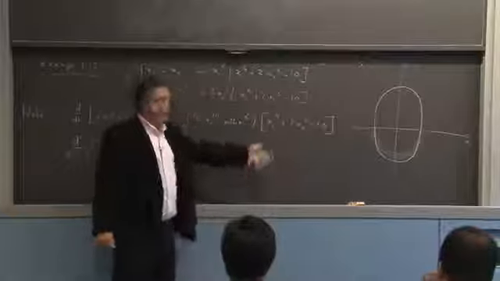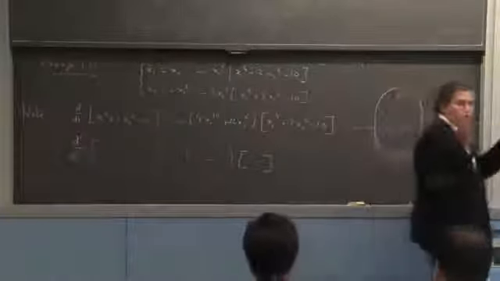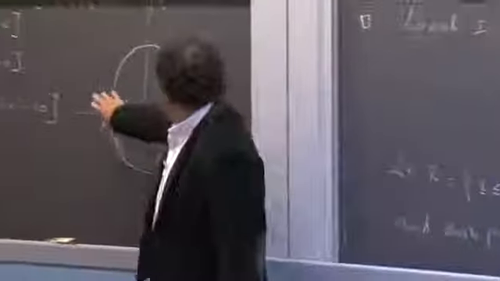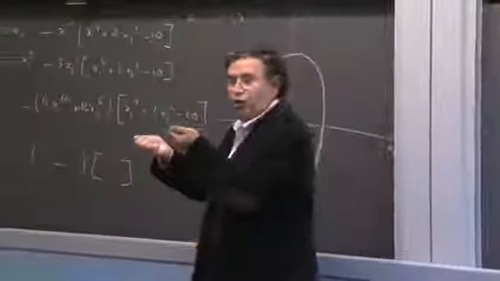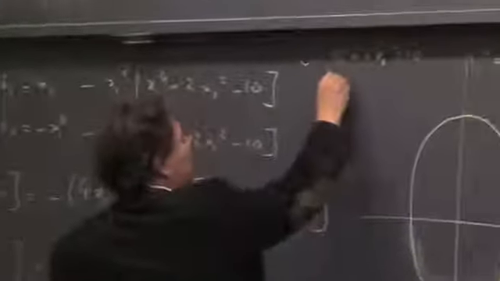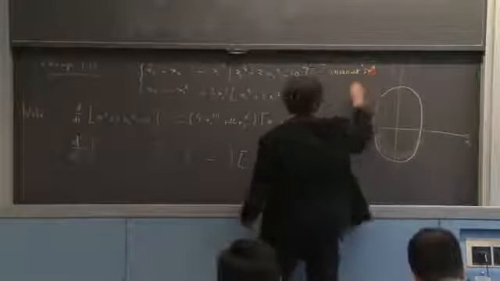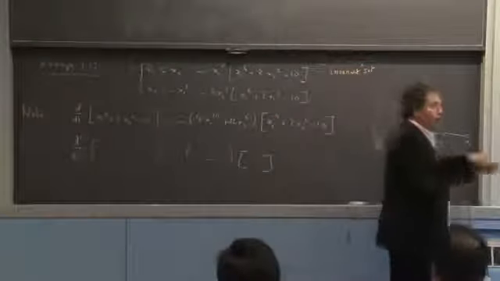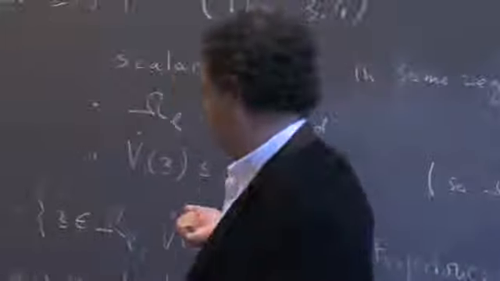So what does this equation say, therefore? If this bracket is 0, all its derivatives are 0. So basically what it says is that this oval here is invariant. Once you're on it, you stay on it. It's an invariant set. That's what this says. Once the bracket is 0, then all derivatives of the bracket are 0.